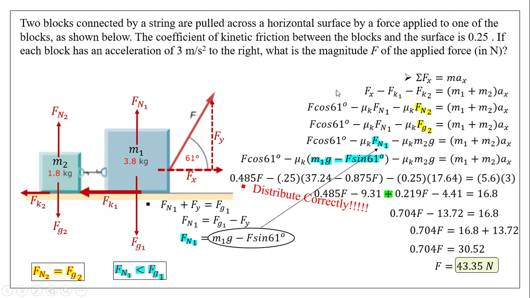And it says, what is the magnitude of the applied force? So that's done. And if it doesn't say magnitude, you would express it as 43.35 newtons, 61 degrees north of east, or 61 degrees above the positive x-axis. But I like the word magnitude here, so I'm just going to be done with this one.